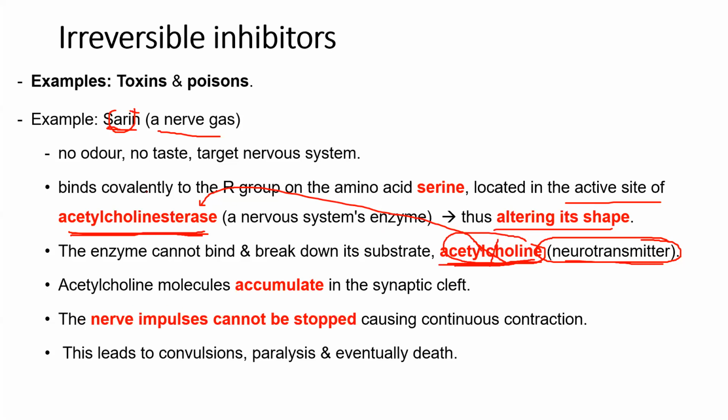But when acetylcholine cannot bind to the enzyme, acetylcholine cannot be broken down and it will accumulate in the synaptic cleft. The synaptic cleft is the region or the space between two neurons that allows the impulse to be transmitted. So the nerve impulse cannot be stopped, causing continuous contraction of the muscle. This will lead to convulsion, paralysis, and also eventually death.